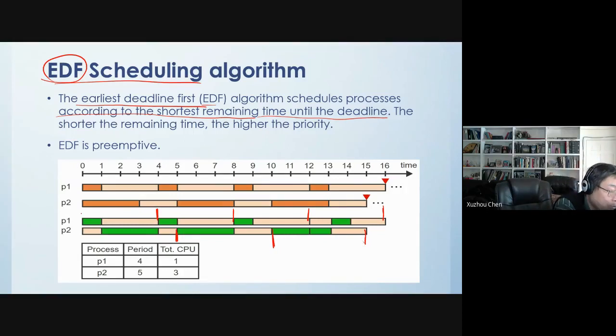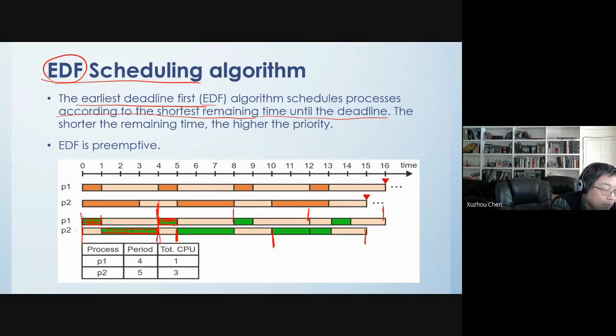Both request the CPU at time 0. Then you check the deadline. This one has a shorter deadline, right? So this one gets the CPU first. Once it finishes, this one gets the CPU next. Once process 1 is finished, the next period starts here, so it will get the CPU because it's the only one available.